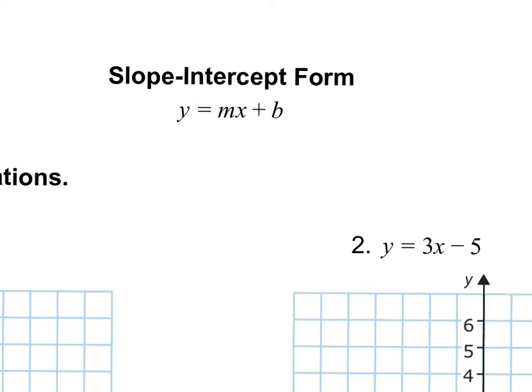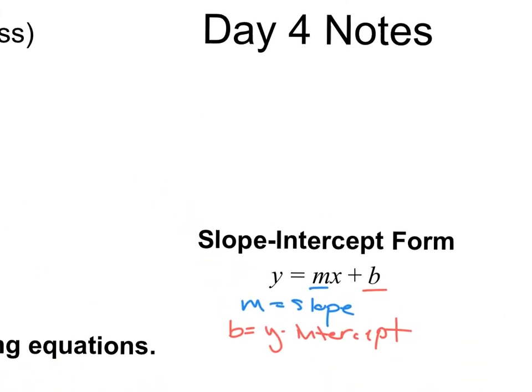So do we remember what these letters stand for in this equation? So specifically the M and the B. Right, so M is slope, and B was the y-intercept. Okay. We may or may not remember exactly what these mean.